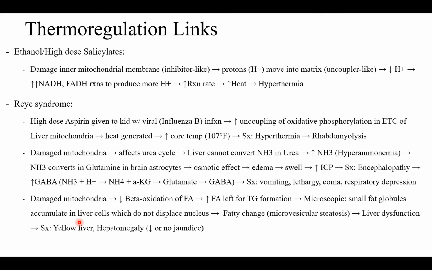globules accumulate in hepatocytes which do not displace the nucleus, and this is known as microvesicular steatosis, and an umbrella term is fatty change of liver. This leads to liver dysfunction, and more fat accumulation will cause the liver to become yellow, and you'll also see hepatomegaly, but you won't have jaundice along with this. Damaged liver also decreases gluconeogenesis, and in Reye syndrome, another manifestation you'll see is hypoglycemia.